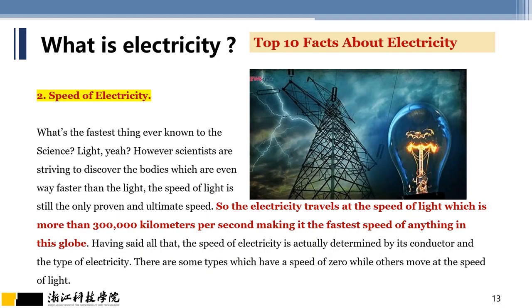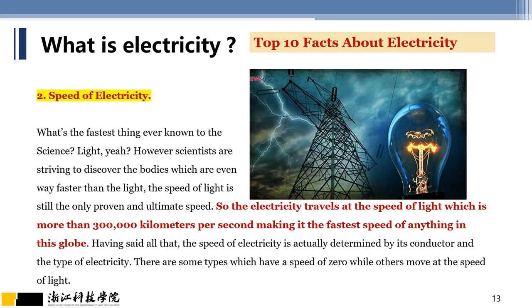The second one is, do you know the speed of electricity? What's the fastest thing ever known to science? Light? Yes. However, scientists are striving to discover bodies which are even way faster than light. The speed of light is still the only proven and ultimate speed. So, electricity travels at the speed of light, which is more than 300,000 kilometers per second, making it the fastest speed of anything on this globe.